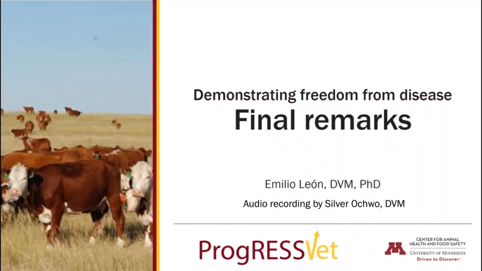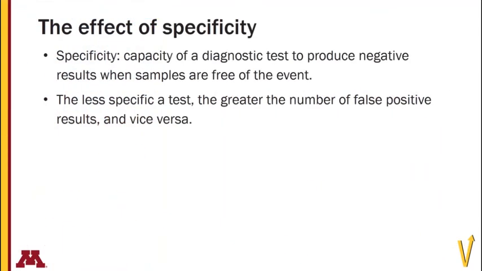Let's see a few more final remarks regarding demonstration of freedom. We mentioned repeatedly that the sensitivity of a diagnostic test impacts the sample size. The lower the sensitivity, the larger the sample size. Therefore, sensitivity is included in the calculation of sample size. But we never talked about the impact produced by the specificity of the diagnostic test.